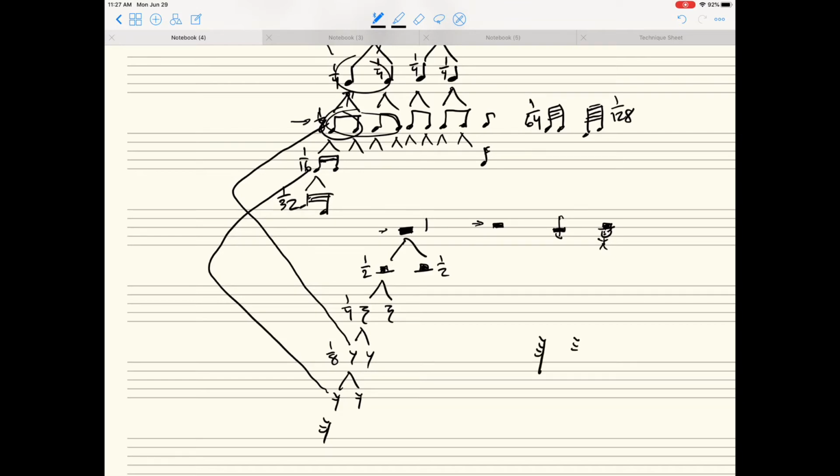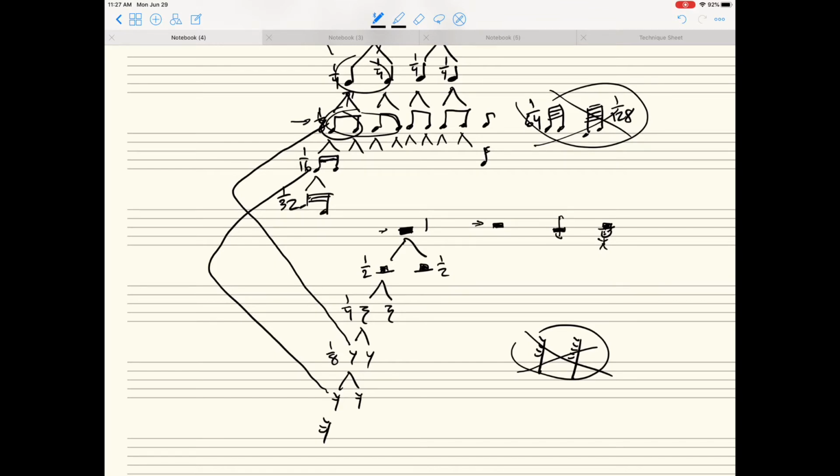And if you want to keep making these, 32nd, 64th, 128th. Of course, you don't really see these in choral music. You don't really have to worry about these, but it's still good to understand the theory behind what's going on.